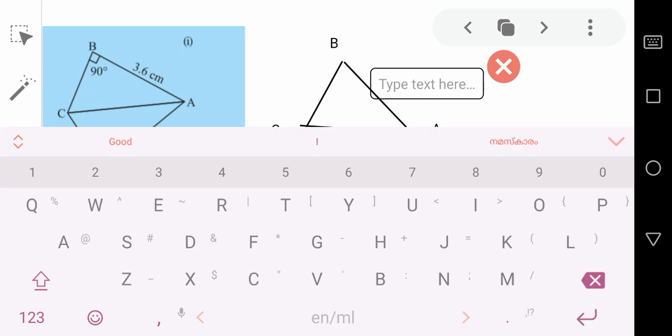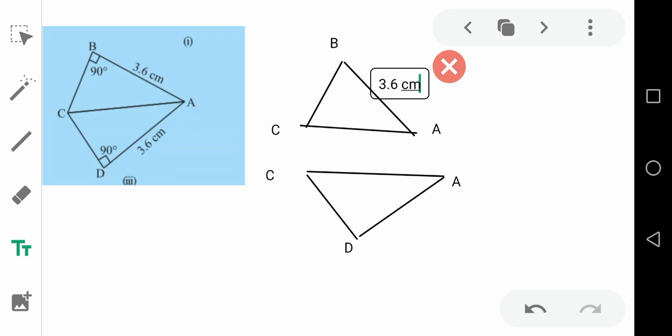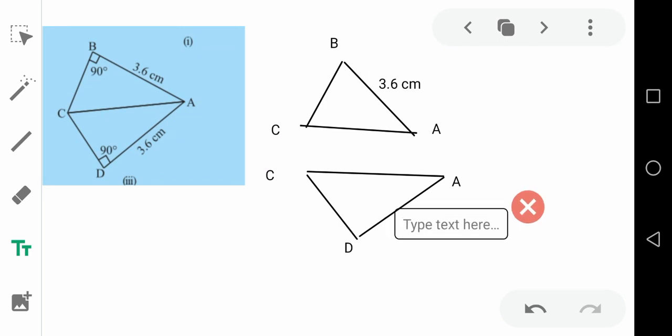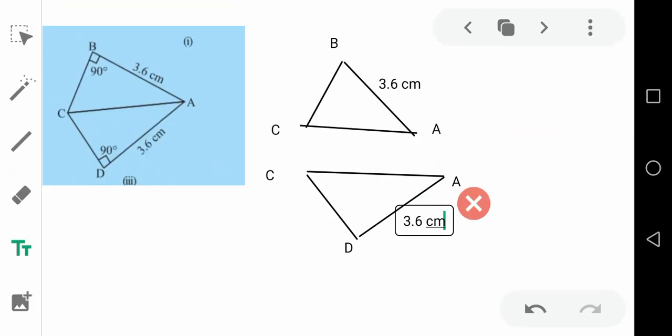Now we will write the measurements. So here it is 3.6 centimeter, right? Okay, so it is 3.6 centimeter. Here also 3.6 centimeters is given, so it is 3.6 centimeter. So we have those two triangles. Okay, now this one is 90 degree. Here this is 90 degree. So this is what is given in this figure.